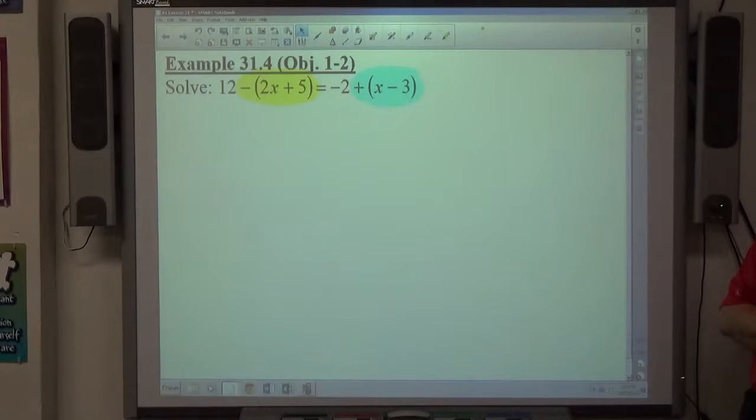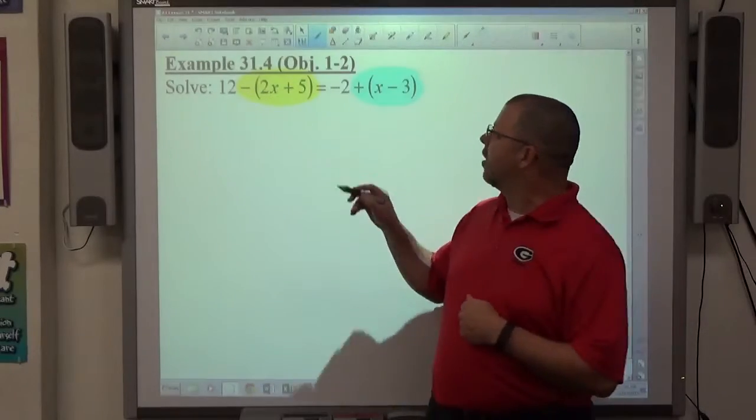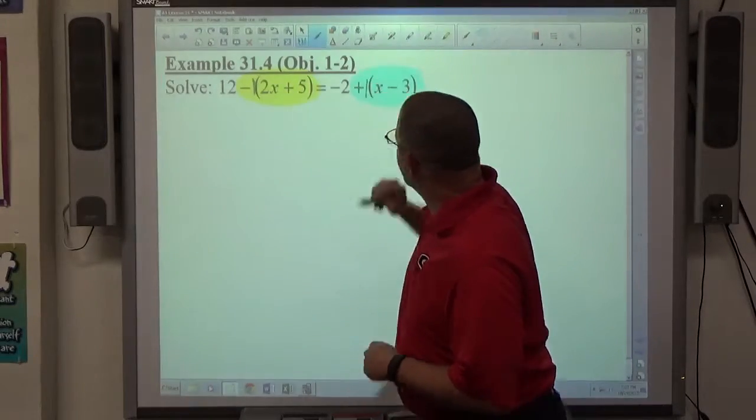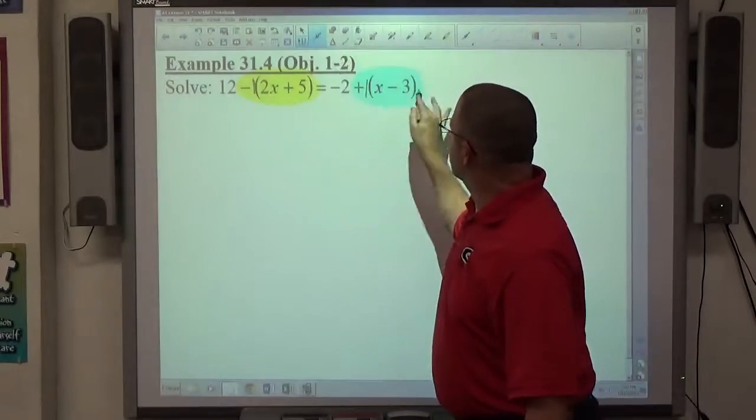What's in front of the blue highlighted area? A positive. Plus. And in front of the yellow? Negative. A negative, okay? So officially, if there's no number there, there's officially a 1 there. So officially, if I was putting numbers in here, there would be a 1 there, there would be a 1 here. All right?